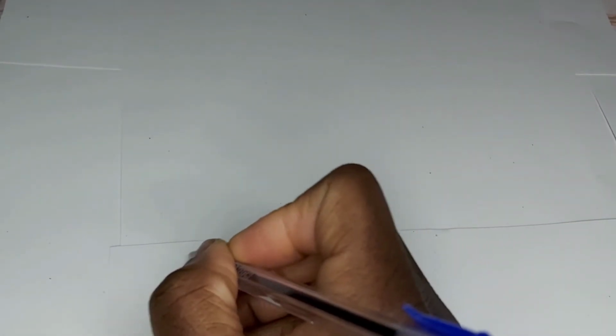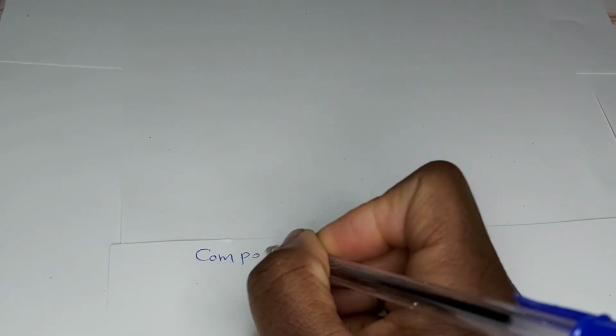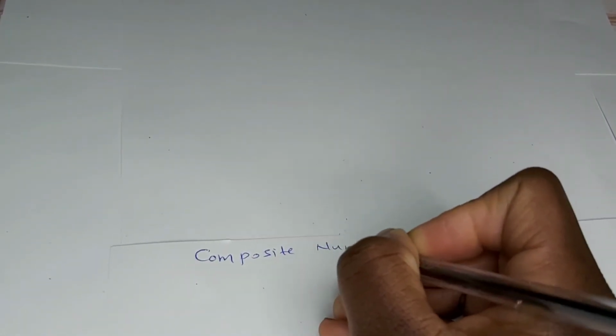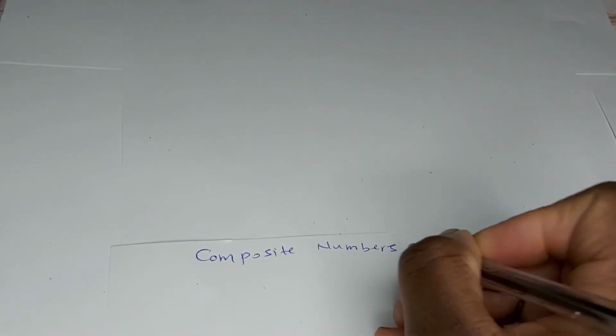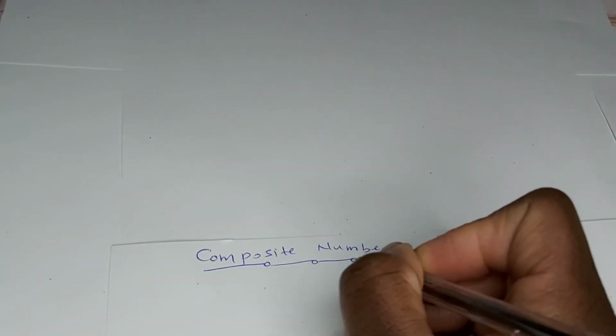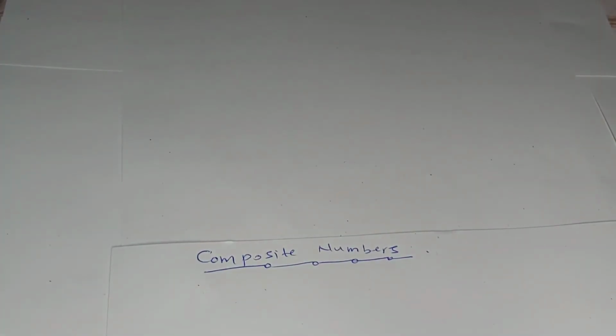Okay, so now what are composite numbers? Composite numbers. So basically, composite numbers are the numbers that are not prime numbers. Numbers up to a certain figure, we have the prime numbers, and the rest of the numbers are the composite numbers.